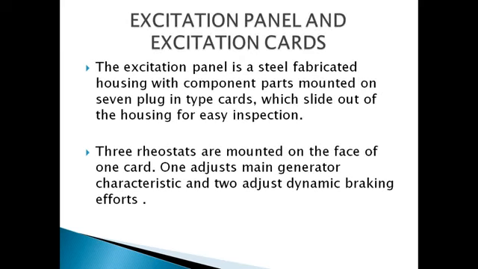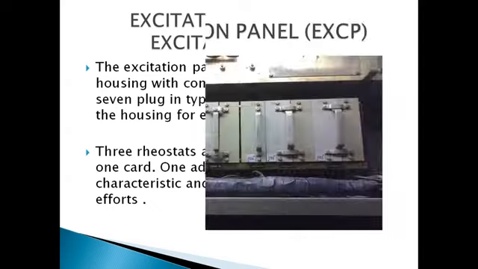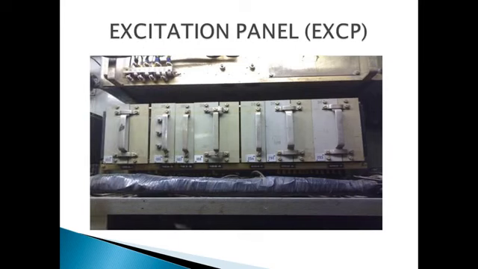The excitation panel is a steel fabricated housing with component parts mounted on 7 plug-in type cards, which slide out of the housing for easy inspection. Three rheostats are mounted on the face of one card. One adjusts main generator characteristic and two adjust dynamic braking efforts. This is an excitation panel consisting of 7 cards.